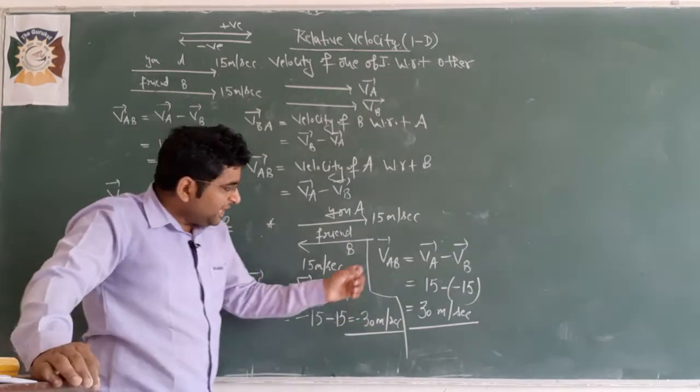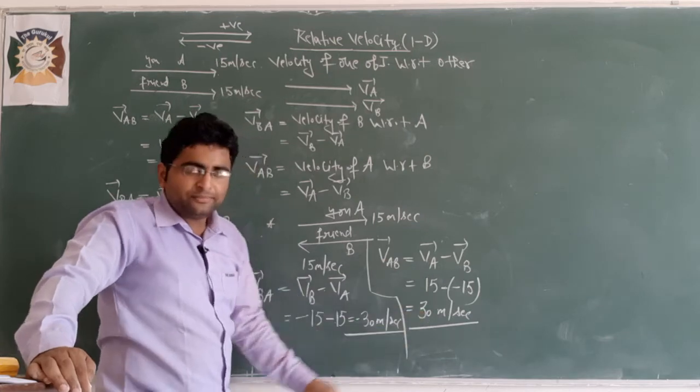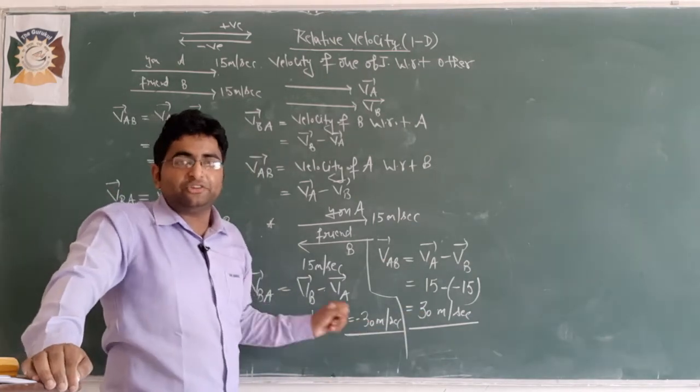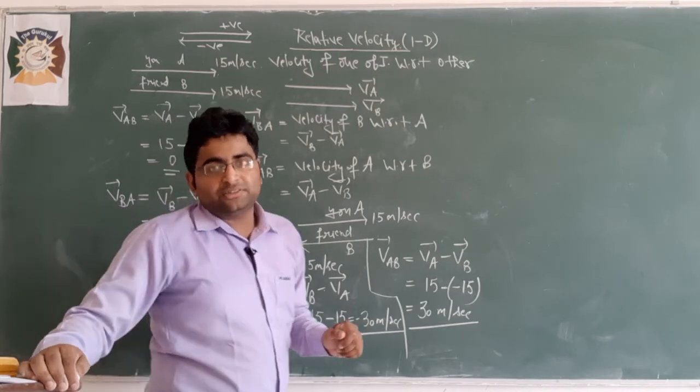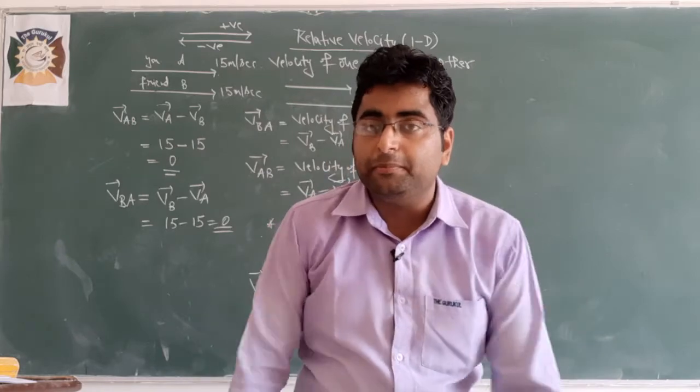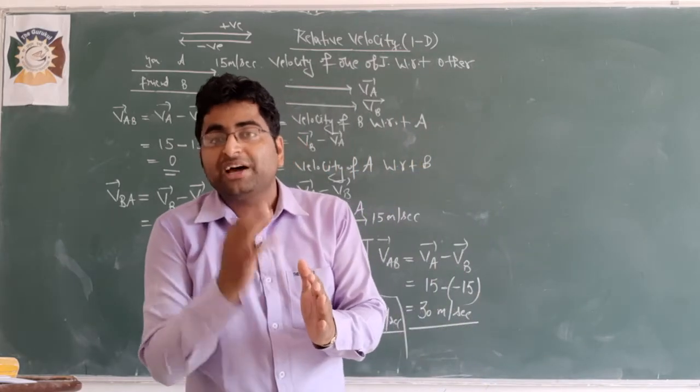Clear? So beta if you look at VAB, it is 30 and VBA, it is also 30 but with negative sign. So beta whenever the objects are moving in opposite direction, then relative velocity becomes high.